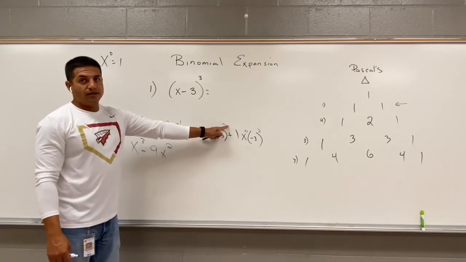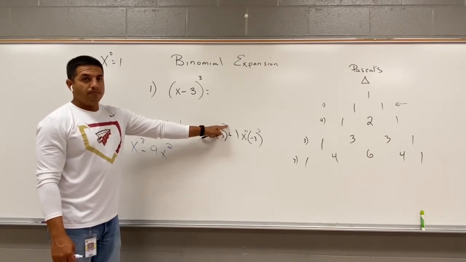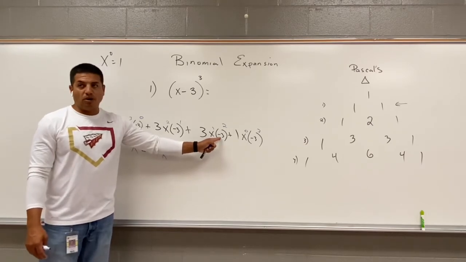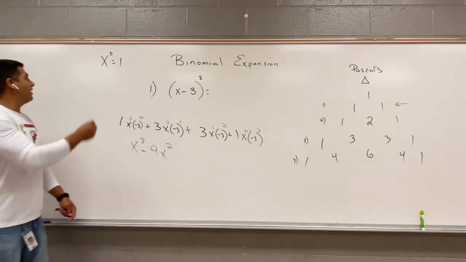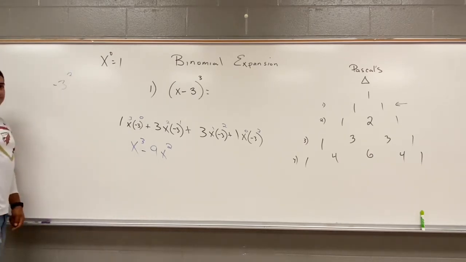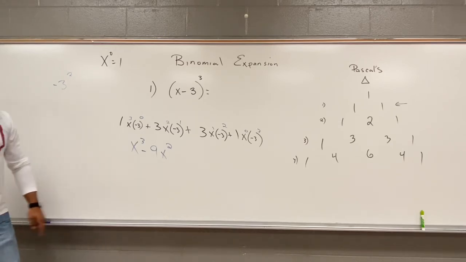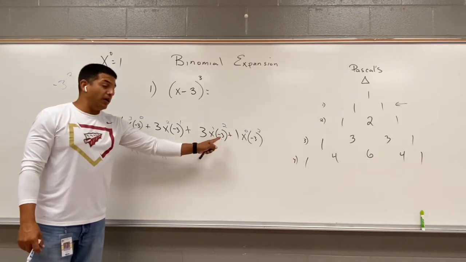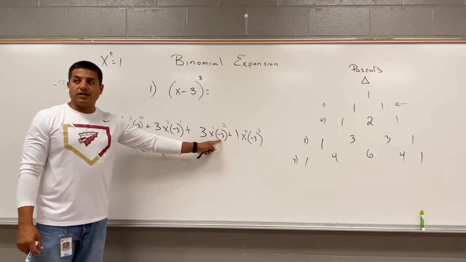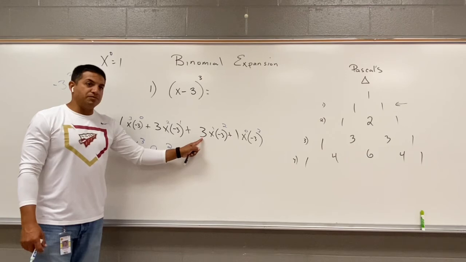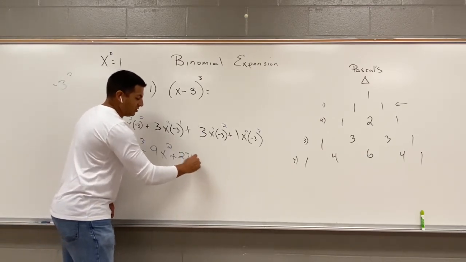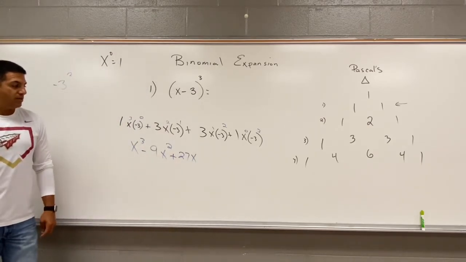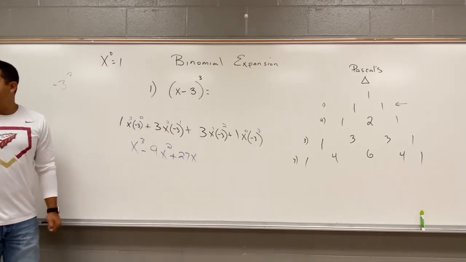-3 squared is what? +9, because why? Because the negative is part of what I'm raising to a power. That's totally different than if I had -3 squared like that. That's why I think the parentheses are important, especially at the beginning. So if the negative is part of what I'm multiplying, then we have a negative times a negative, which gives us positive. So +9 times +3 gives us what? +27, and then x to the first power. So I did see a couple mistakes there with the sign. Easy to fix.